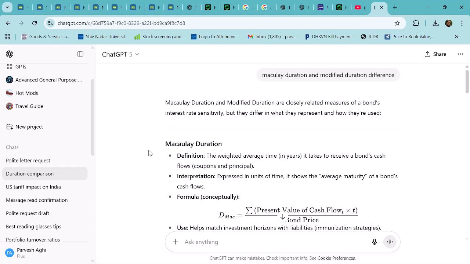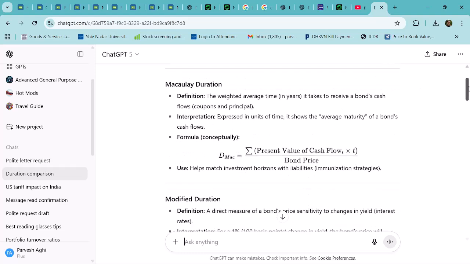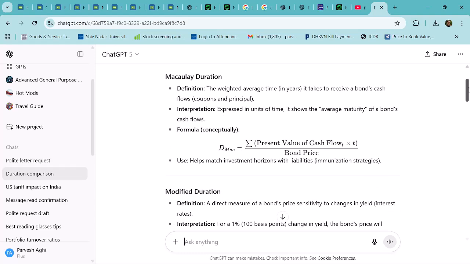So just read the definition. Yes, sir. The weighted average time in years it takes to receive a bond's cash flow, coupons and principals. Interpretation expressed in units of time, it shows the average maturity of a bond's cash flows. So this is the formula where you can see that Macaulay duration D Mac is equal to the present value of the cash flows divided by the bond price.